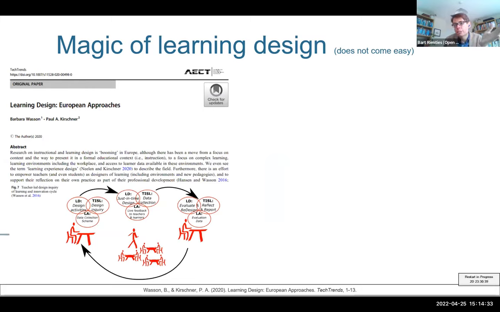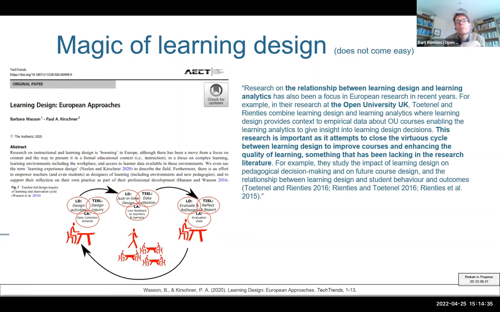And of course, this is Europe, this is not Southern Africa. Barbara Wasson and Paul Kirschner basically stated that the Open University was one of the few that was able to link conceptually learning design, so what teachers do in terms of their construction of course designs, with what students are actually doing based on what teachers are designing.